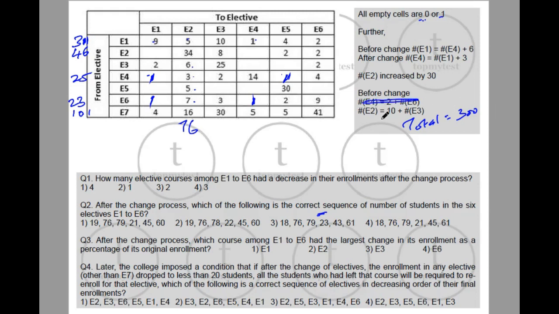Okay. Before the change, E2 was 10 more than E3. E2 was 10 more than E3. So this number should have been 36. Let's see what is the total here. This is 8, 33. 33 plus 2 is 35. So I need one more. One can be from one of these two places. This can be 0 or 1. This can be 0 or 1. Okay, but I don't know where the 1 is coming from. So right now there is no point writing this.